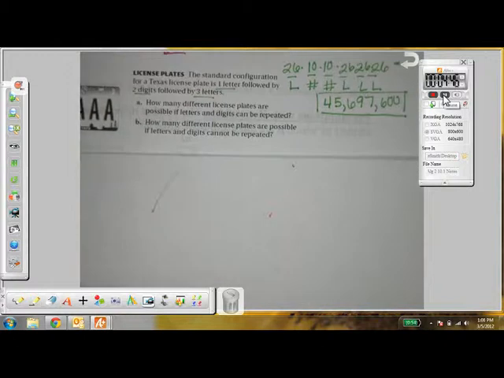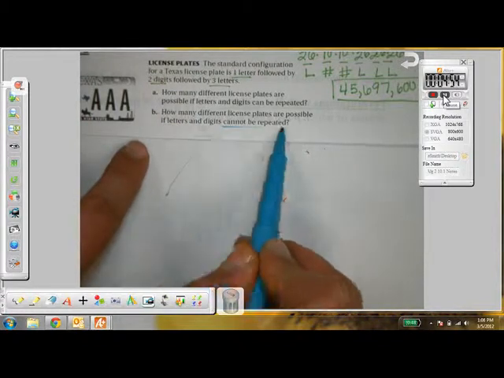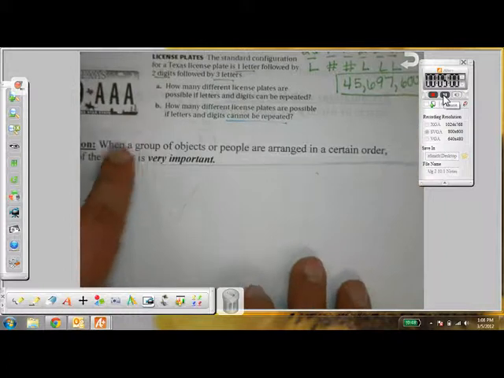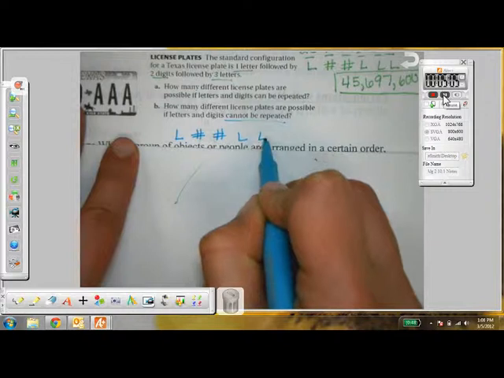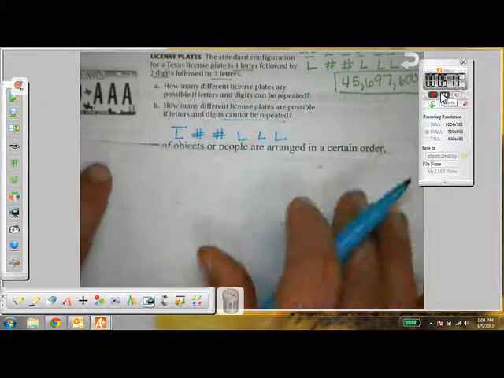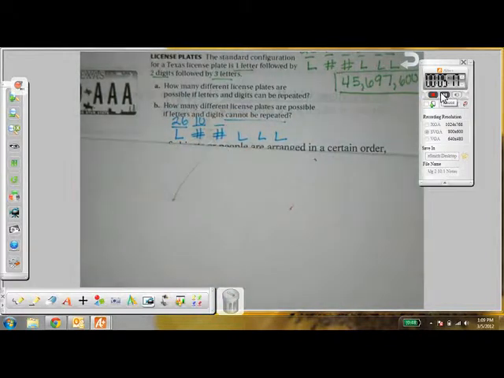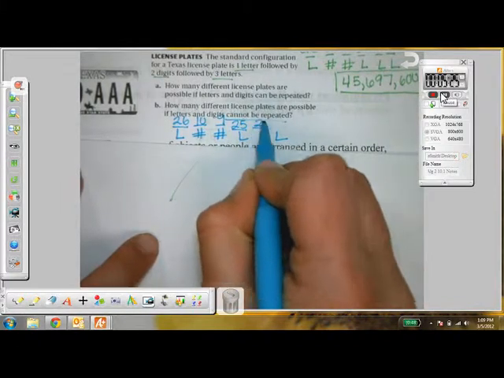Okay. What about B? Let's look at part B. B asks us how many different license plates are possible if letters and digits cannot be repeated. So this time order actually does matter. So we set up the same way. We want a letter, a number, and then 3 more letters. Okay. How many letters are there to choose from for the first one? 26. How many numbers? 10. Okay, now I cannot reuse the number that I just used. So now how many numbers are there to choose from? 9. What about letters? 25, 24, and then 23.